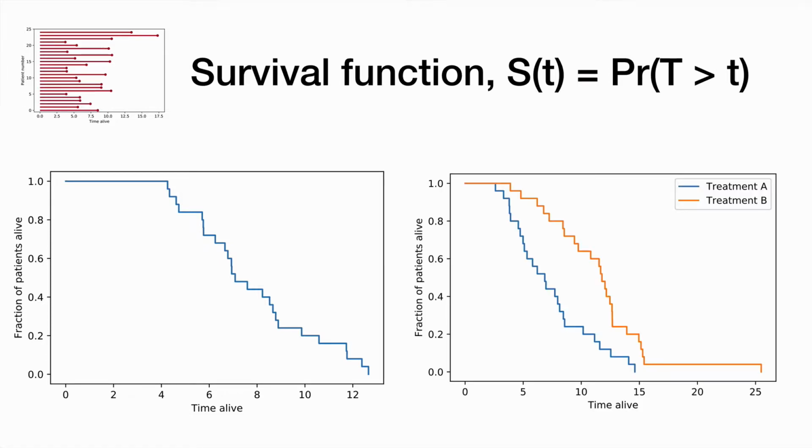This can be used to compare different treatments. So say that we have two different populations, one is given treatment A and another one treatment B. Which one is the most efficient? Well, one way to tell is just to see what fraction of patients are alive at a certain time.